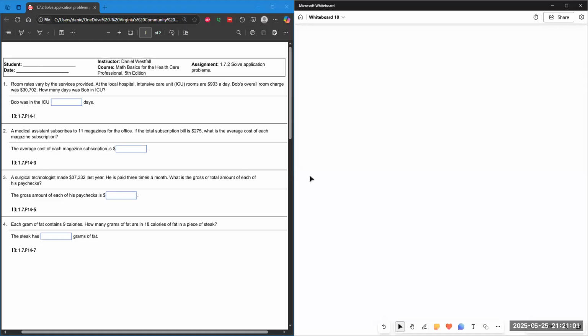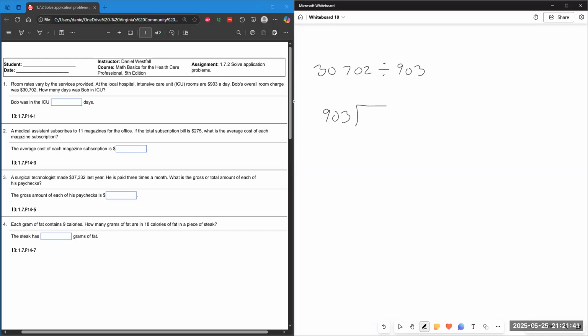All right, let's solve some application problems related to division of whole numbers. The first question says room rates vary by service provider. At a local hospital intensive care unit, ICU rooms are $903 a day. So that will be our divisor. Bob's overall room charge was $30,702. So how many days did Bob stay in ICU?